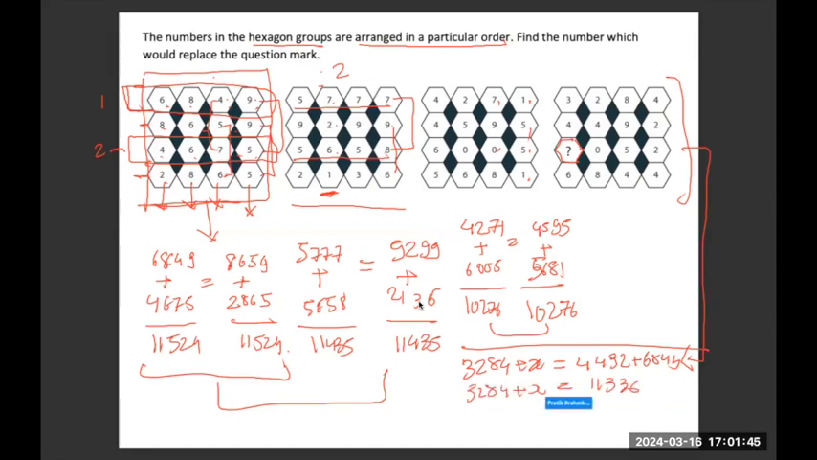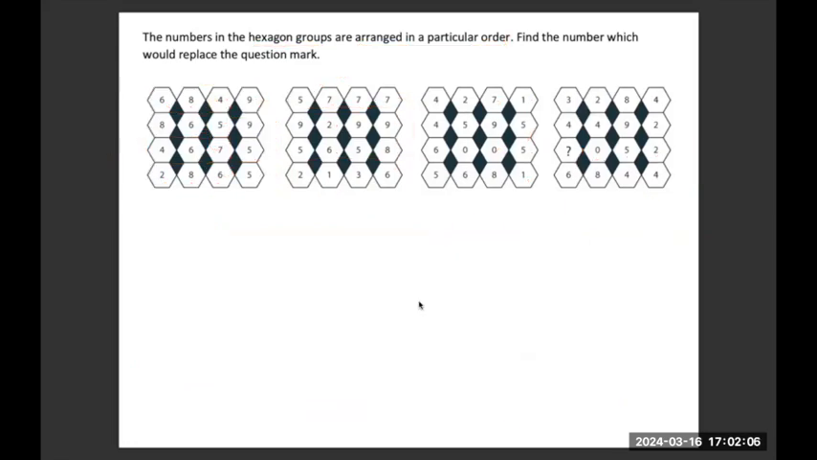3284 plus x will be equal to that. So the value of x will be 8052. 052 are here, which means the question mark is the number 8, which is the correct answer for this. We'll move to the next one.